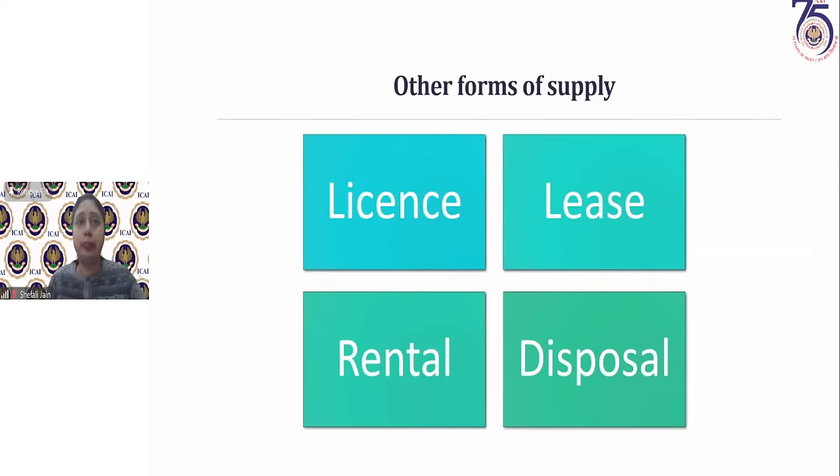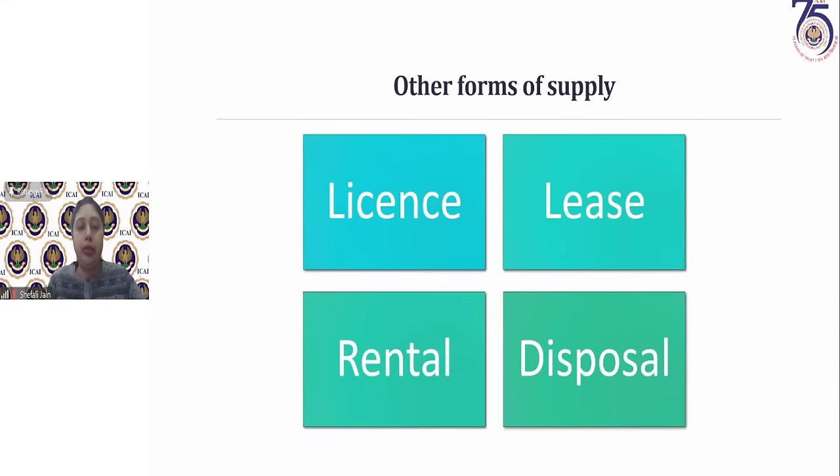For example, for exporting certain products, you have to take a license because it is not otherwise permitted. Their export is restricted. So for that, you have to first of all take a permission from the government that I would be exporting these goods in this much quantity, conditions have to be fulfilled, and then you will get that license. So this is a supply. When you are taking that license, this process of taking license is also a supply.